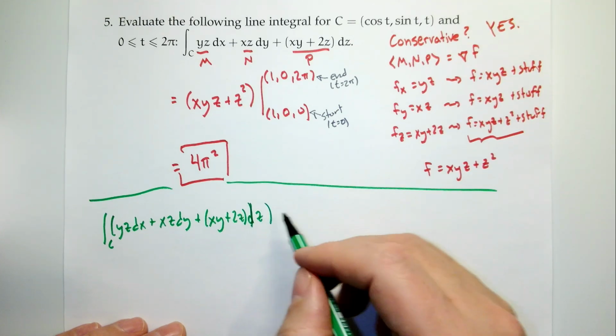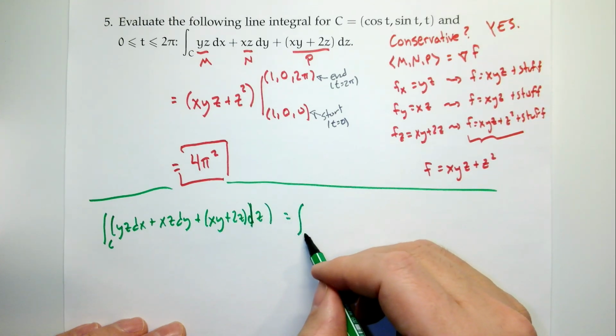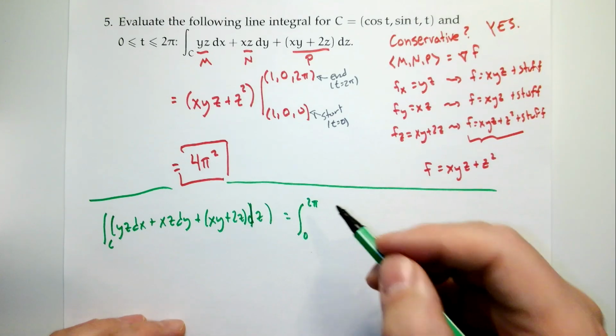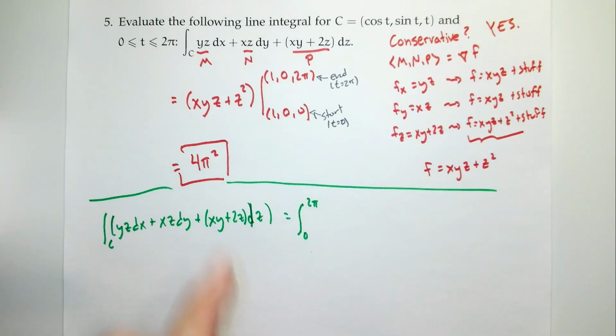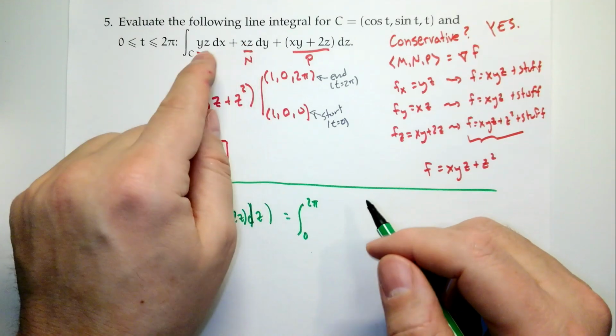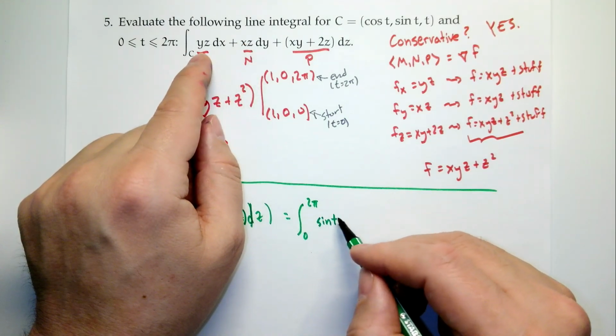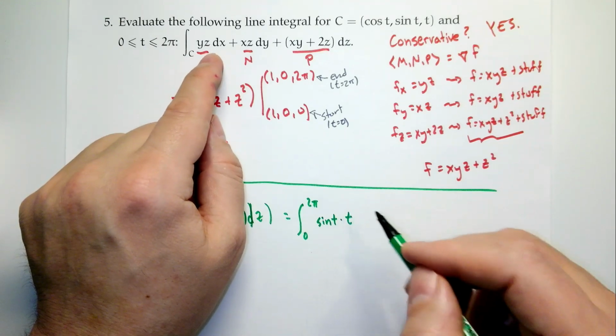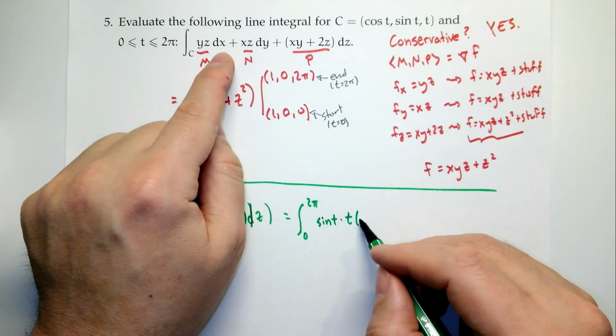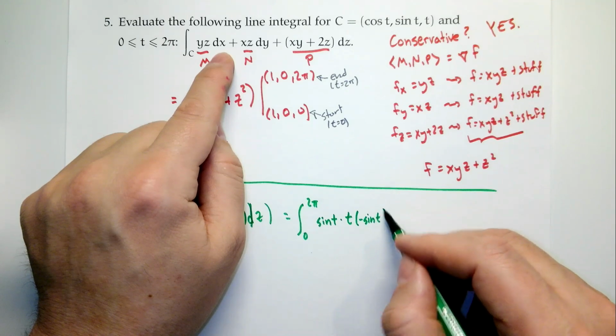So what would we get? Well, this would be the integral from 0 to 2 pi, and then we'd have yz dx. So that would be y is sine t, z is t, dx is minus sine t.